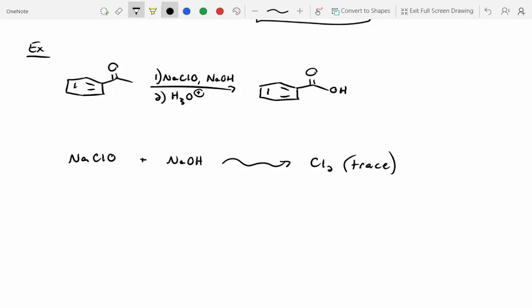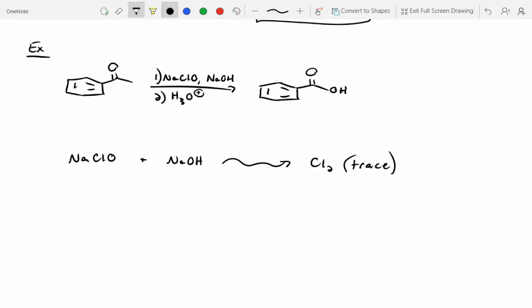In fact, if you add acid into bleach, you end up generating a huge amount of Cl2, and it can be poisonous. So if you're ever at home, don't mix acid and bleach. That's a terrible idea. But this is a mechanism that I do want to see in your lab report. So I want to see the full haloform reaction for your conversion of your methyl ketone into your carboxylic acid.